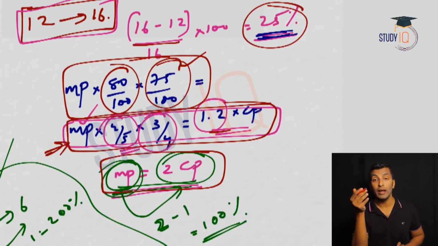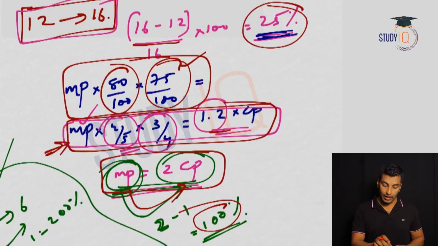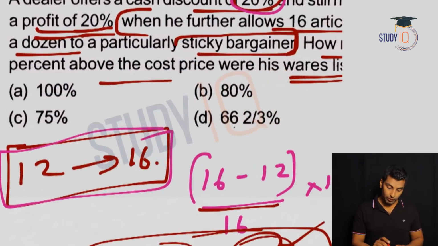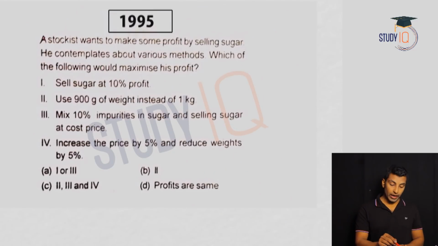And that's the question, right? Mark price is what percent above the cost price. So when you get this relation as 2 times the cost price, you know the answer as 100%. So which one will you mark? You will mark answer option A. I hope this is clear for all of you. Okay, now take a look at this question. Take 1 minute and solve this.